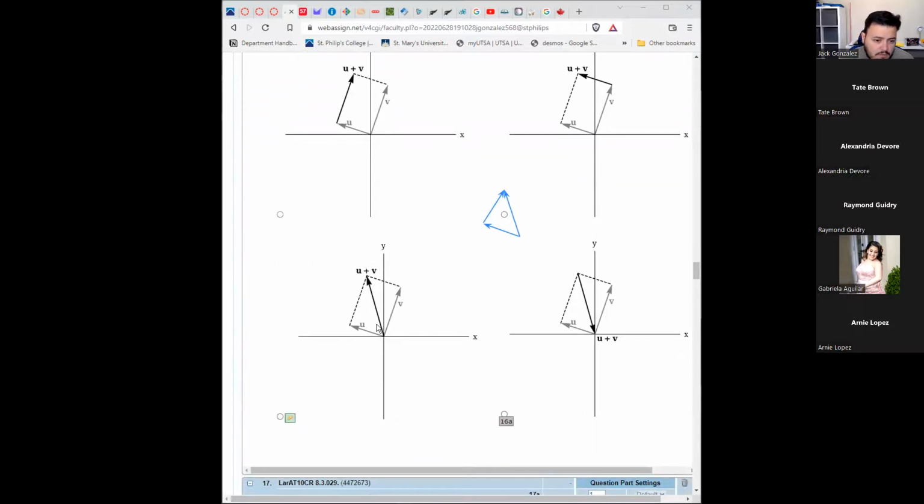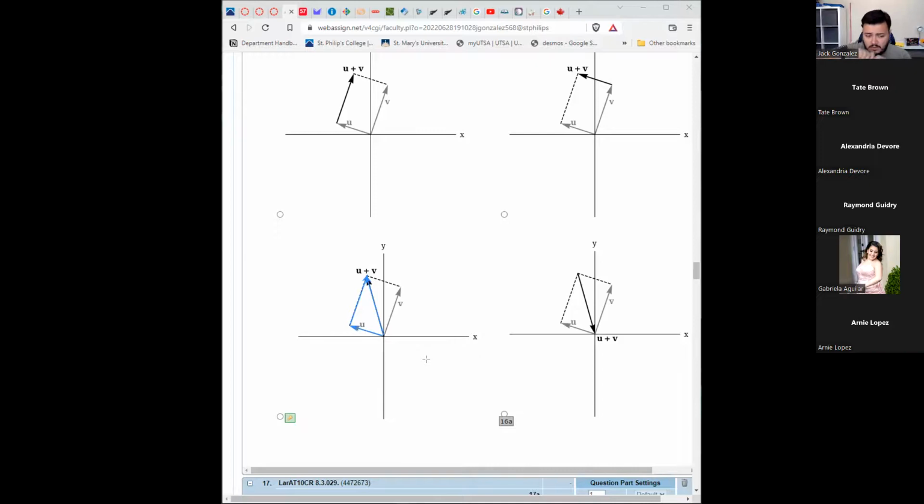So here is the direction we're going. Right, so that's correct. One more time: take the original u, and then we connect the v here. And that's our summation, u plus v. So just pretend you move them around and connect them.